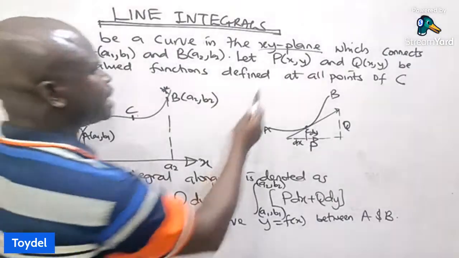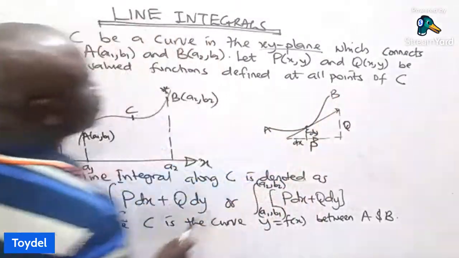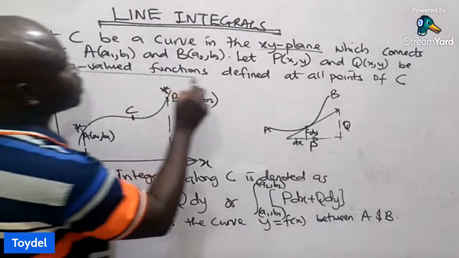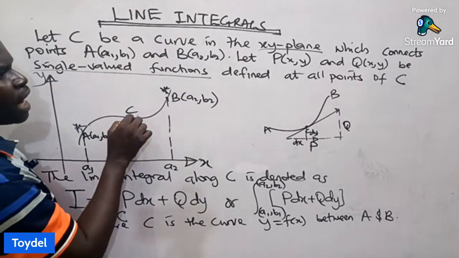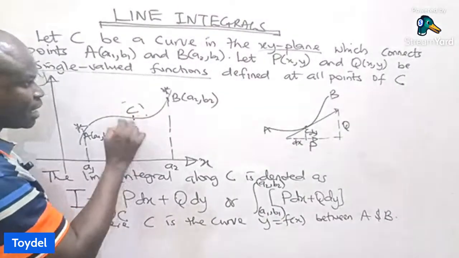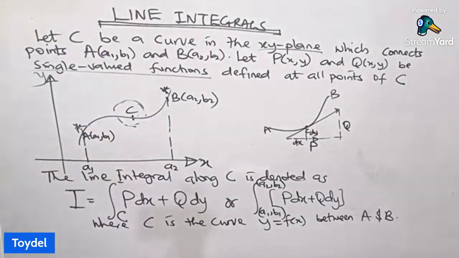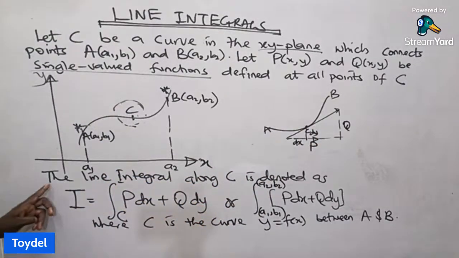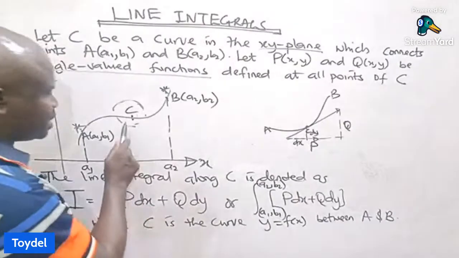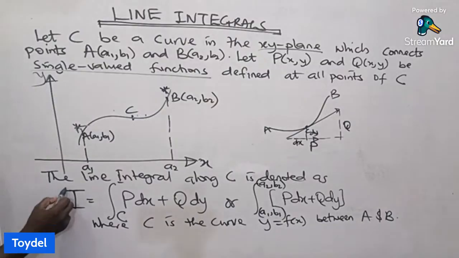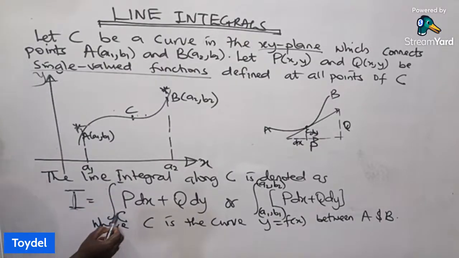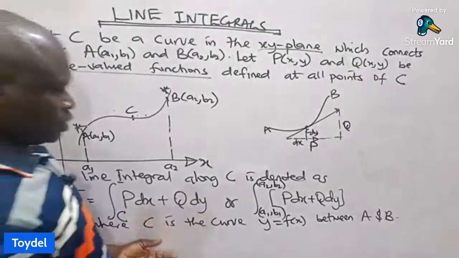We also said that we should let P and Q be single valued functions defined at all points of C. That is, P and Q are single valued functions defined at all points of C. That's what we try to sketch on this other side. Then we say that the line integral along C is denoted as the integral along C of P dx plus Q dy.